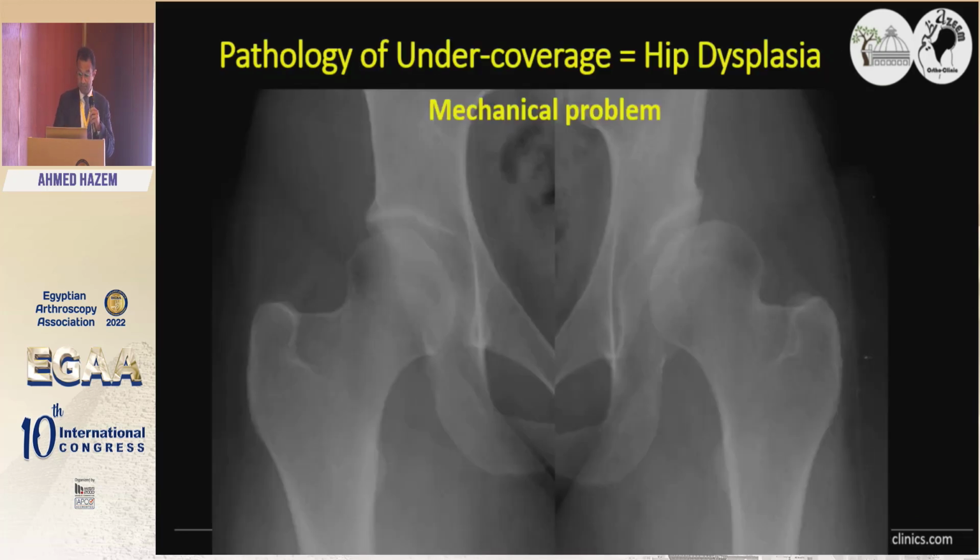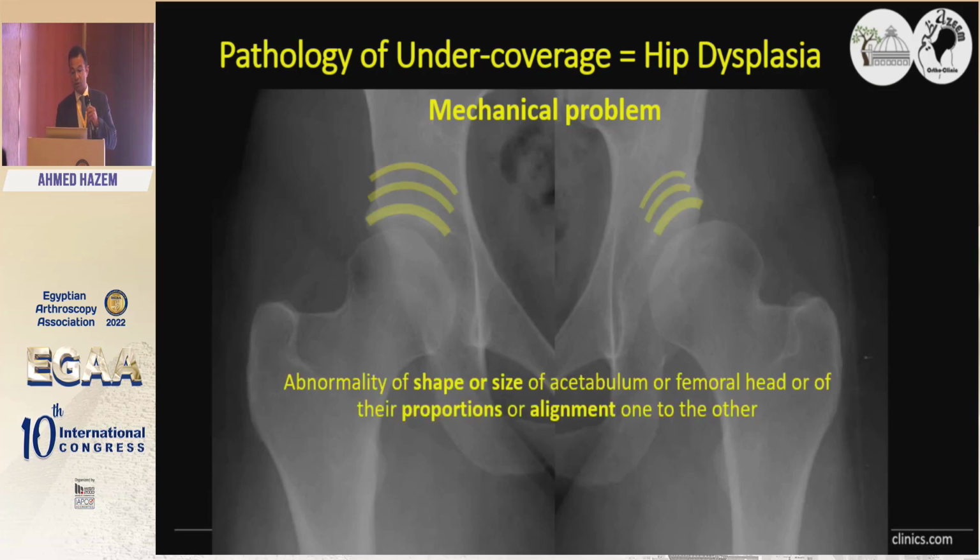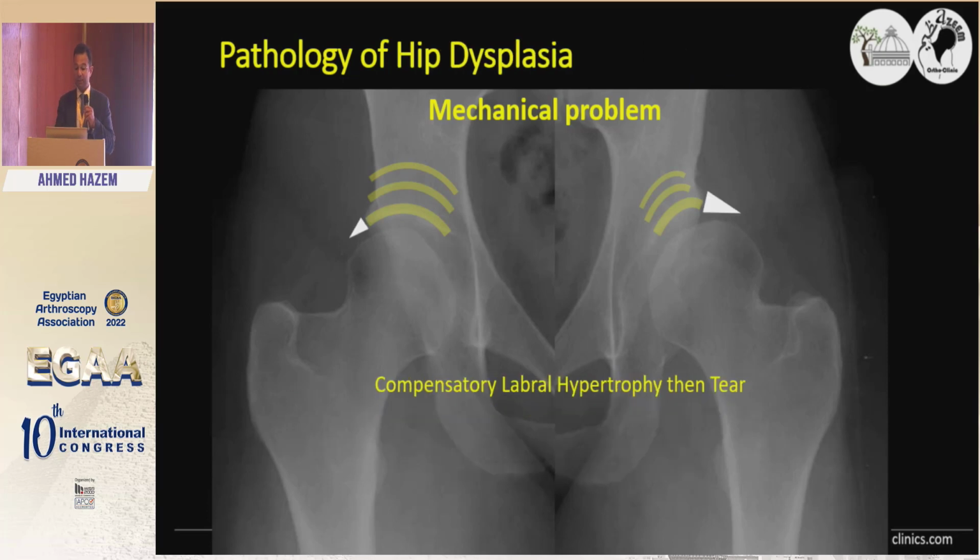The pathology for the undercoverage, or what we name hip dysplasia, is that you have an overload in a limited surface area. That will lead to an overload in the soft tissues, namely the labrum, leading to hypertrophy of the labrum, and the capsule, leading to further tearing and a pathology in them.